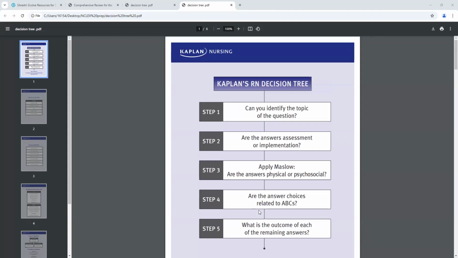Now, the only other thing that I would add to this to remember is, once you identify the topic of the question, remember your answer choice will match the topic. Okay. It's going to match. And I'm going to explain how that looks here in just a minute.